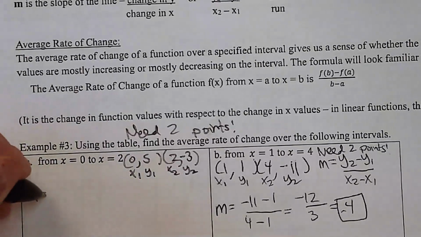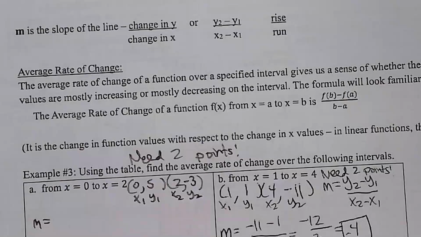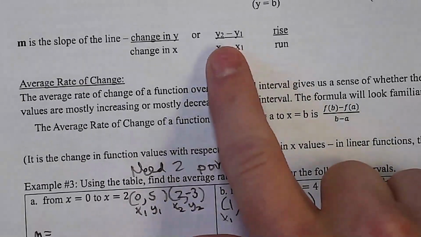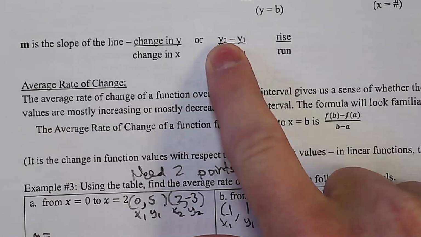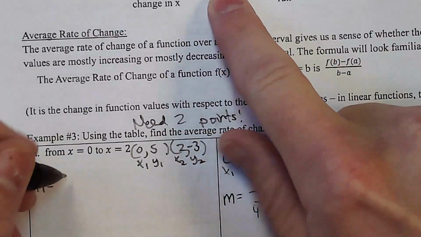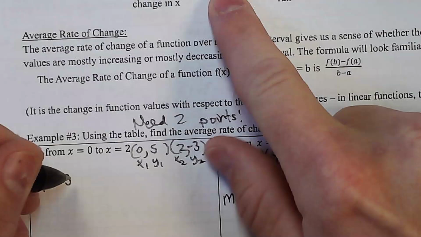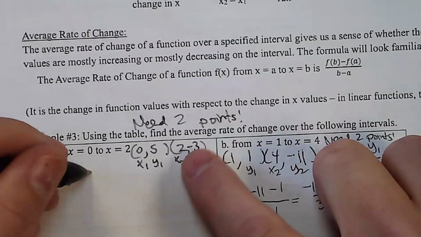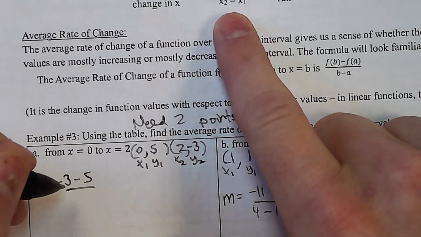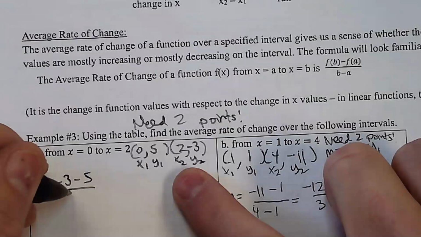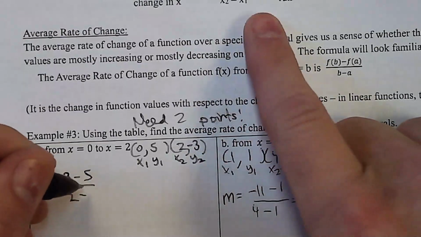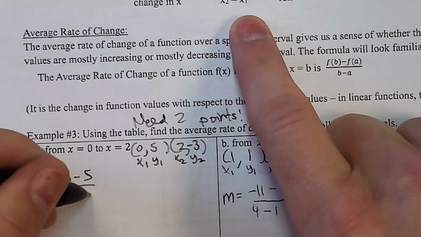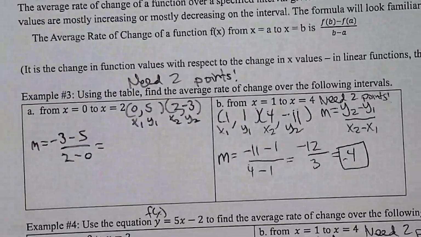So m, the slope, equals... Okay, let's see if Kylie can walk me through this one. What comes first, Kylie? What's y2? Good job, negative 3. Minus y1. What's y1? Good. Divided by, what's x2? x2 is 2. Minus, what's x1? Good job. Look at that. So you just plug it into that formula there.